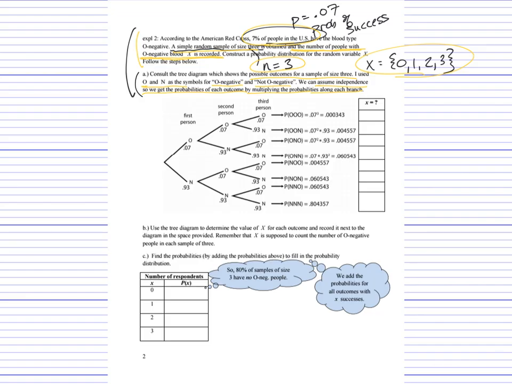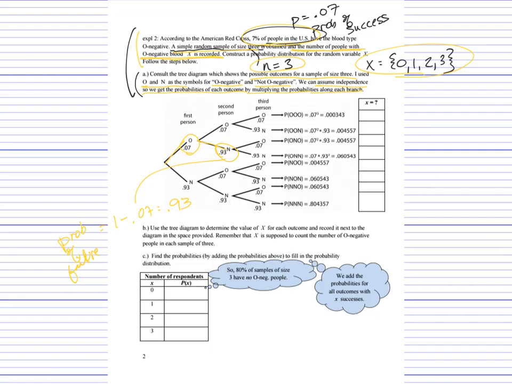So let's say the first person is O negative with a probability of 0.07. Let's say the second person happened to be not O negative with a probability of 0.93, right? Remember that was just 1 minus 0.07. That is the probability of failure. That's what we call that.